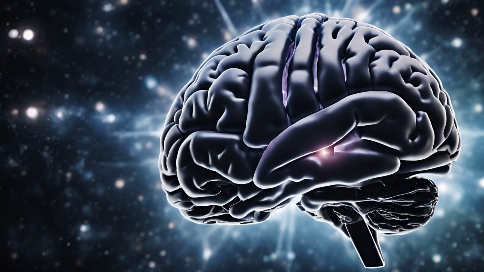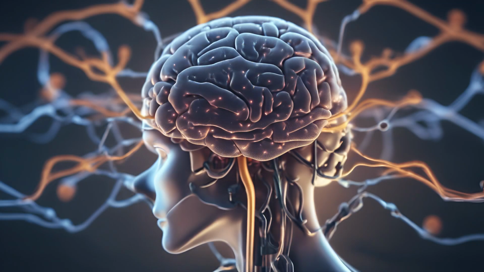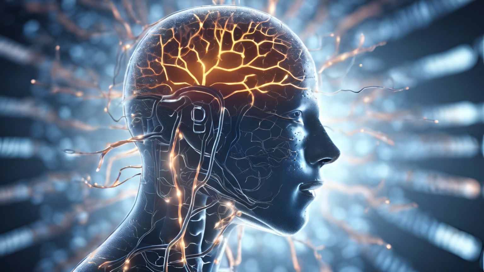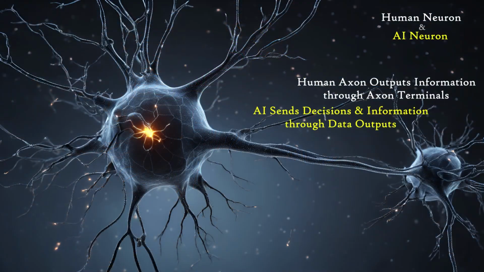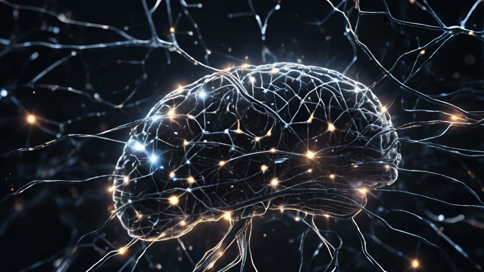Human brains use axons to transmit what their neurons need to output. AI brains use what is called activation functions to decide what to do with their neuron contents. AI brains mirror human brains' axons by transmitting the results of their activation functions. AI brains transmit the resulting axon data through their neuron data outputs, just like human brains export their results through their axon terminal outputs. Let's talk about neural networks.